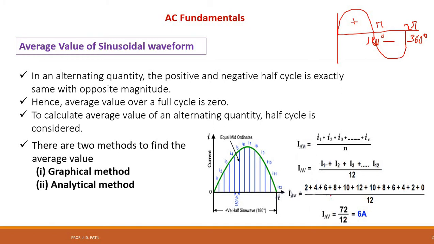I average here is the addition of all the numerator terms, which is 72, divided by the denominator, that is 12. So the I average value for this half waveform is 6 ampere.